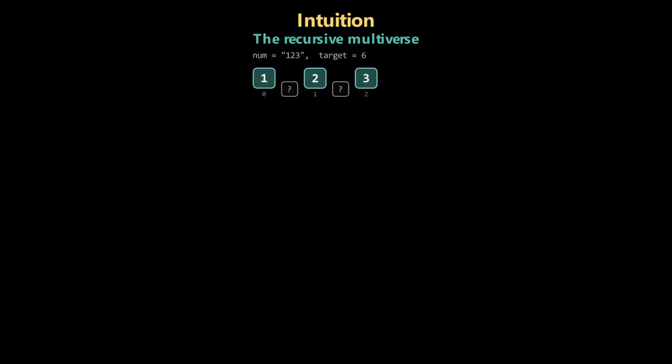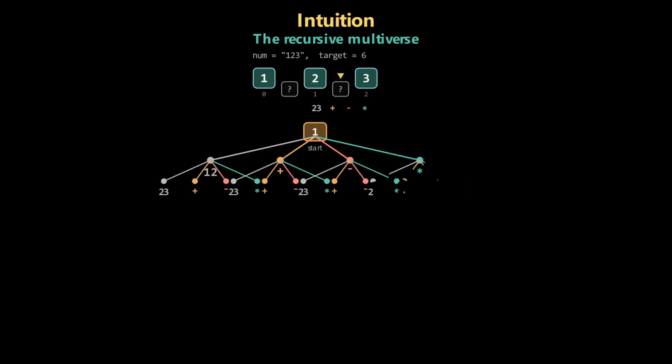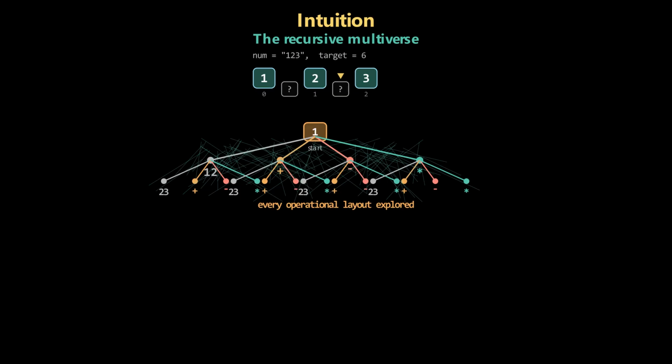When you're forced to discover every possible operator combination that hits a target, you are dealing with a classic combinatorial exploration. We must use backtracking to step through the string, splitting our timeline at every single junction. At each gap, we test 4 distinct realities: inserting a plus, a minus, a multiplication sign, or choosing to insert nothing at all, fusing the digits into a multi-digit number. We build a recursive multiverse to check every path.